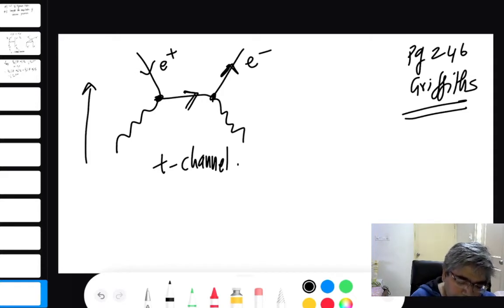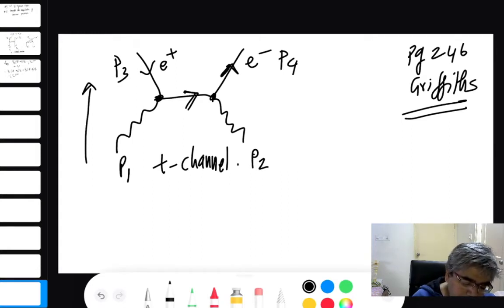And now you can flip this diagram. Let's say, for example, you can say this is P1, P2, P3, and P4. This would be diagram one. You also have the U channel. How will you draw the U channel? Say, for example, you exchange E minus and E plus.